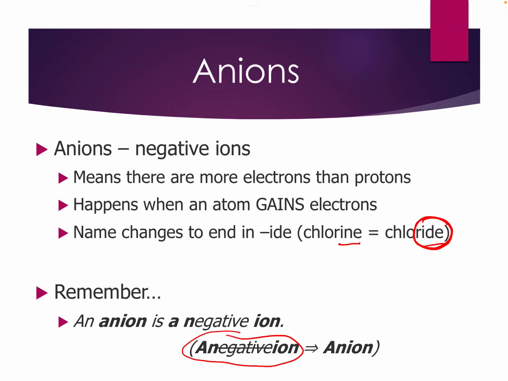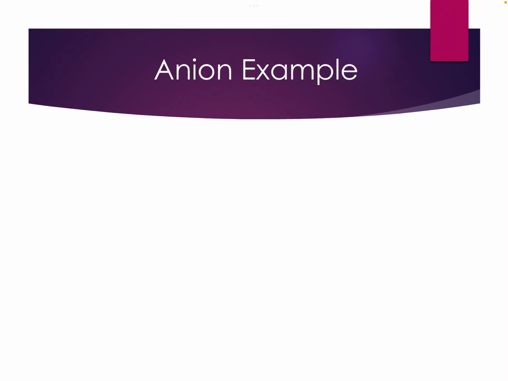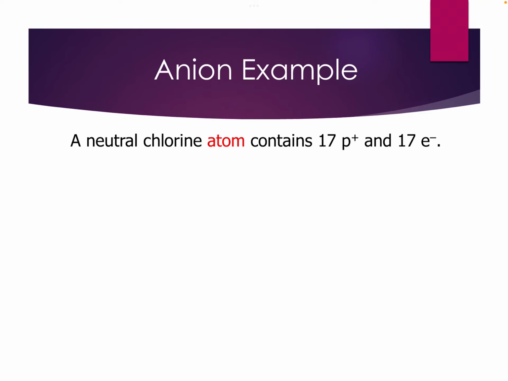Therefore, anions are negative because cations were positive, right? And that's kind of how I go about it. Also, I want to point out this is anion, not cation. Be very careful. All right, so let's look at an example.